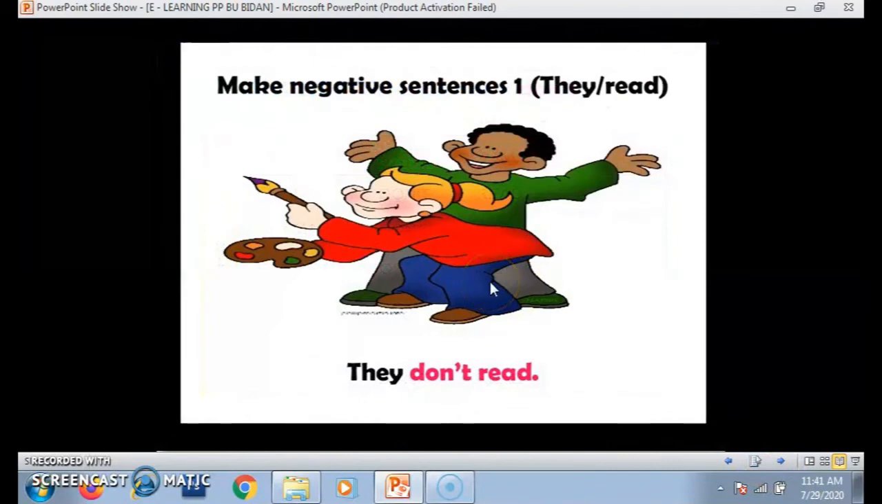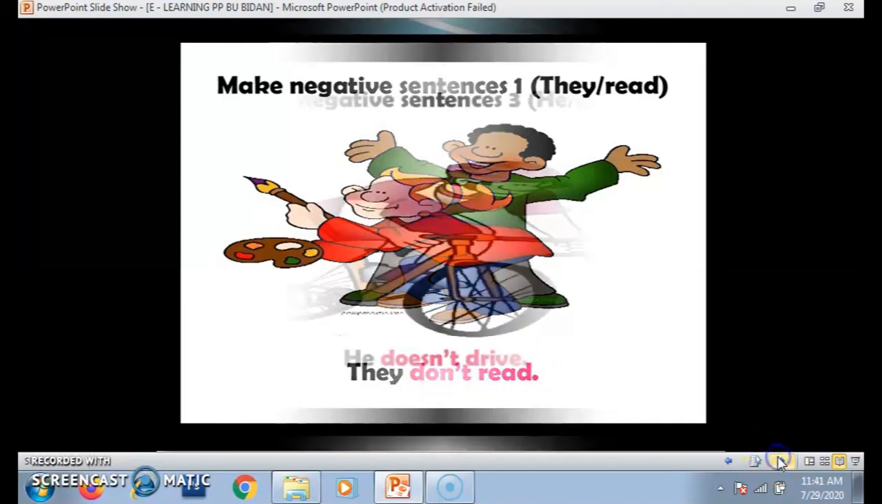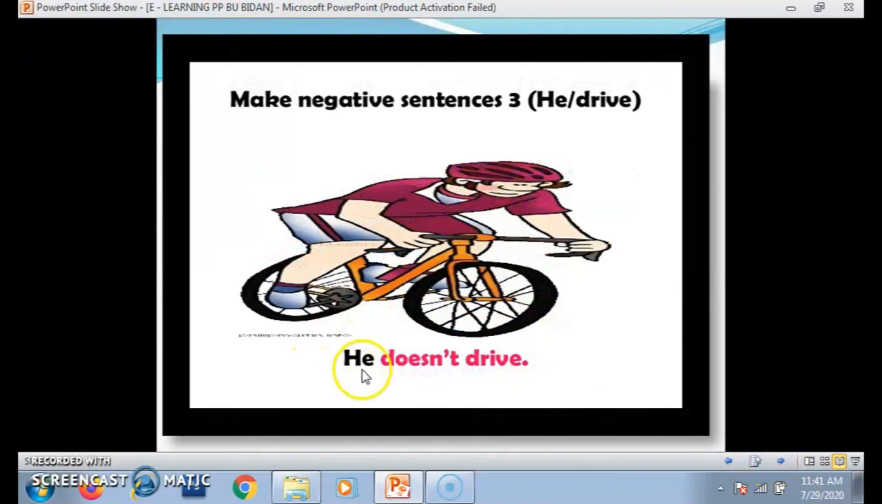How to make a negative sentence? You have subject, auxiliary verb, add not, and verb 1. For example, they don't read. As I told you, don't is only used if the subject is I, you, we, they. The next, he. As I told you too, he, she, it use the auxiliary verb does not or doesn't. He doesn't drive, not he don't drive.